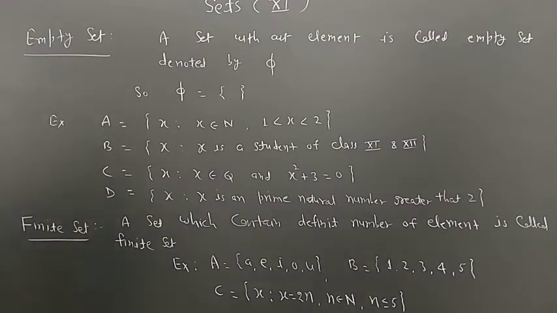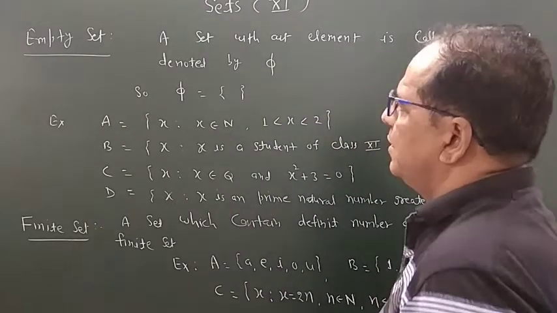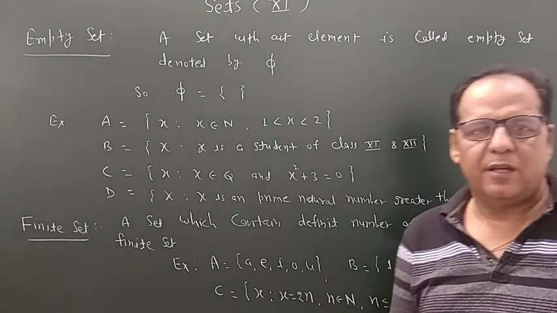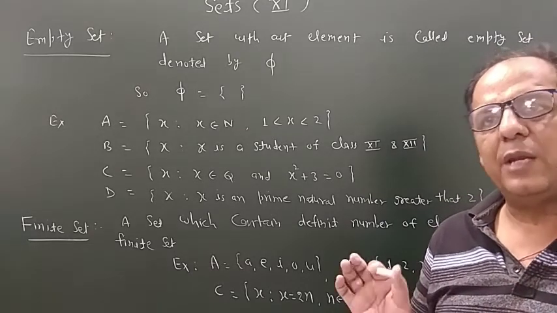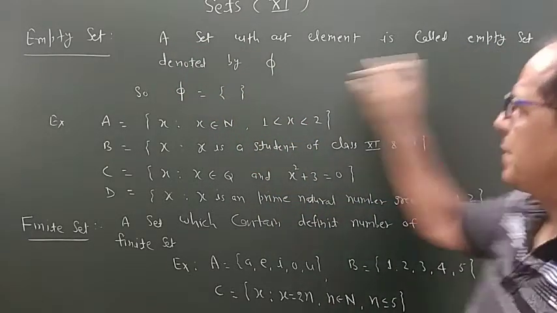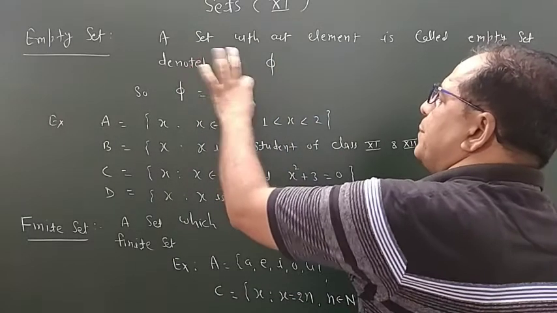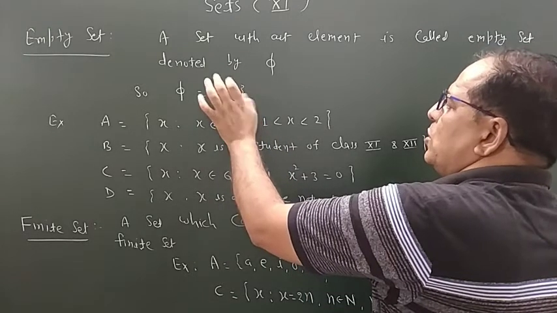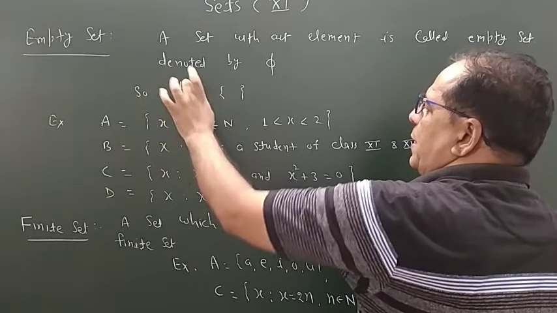Now I am taking another form of a set. This is the empty set. So what is an empty set? A set without any element, that is, a set which contains no element, is called an empty set. It is denoted by the symbol phi. So phi equals empty brackets, because there is no element shown there. So this set is called the empty set and is denoted by the symbol phi.